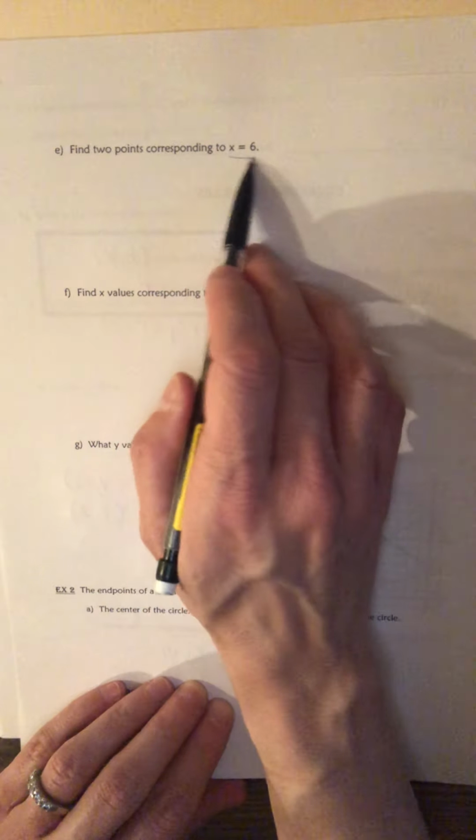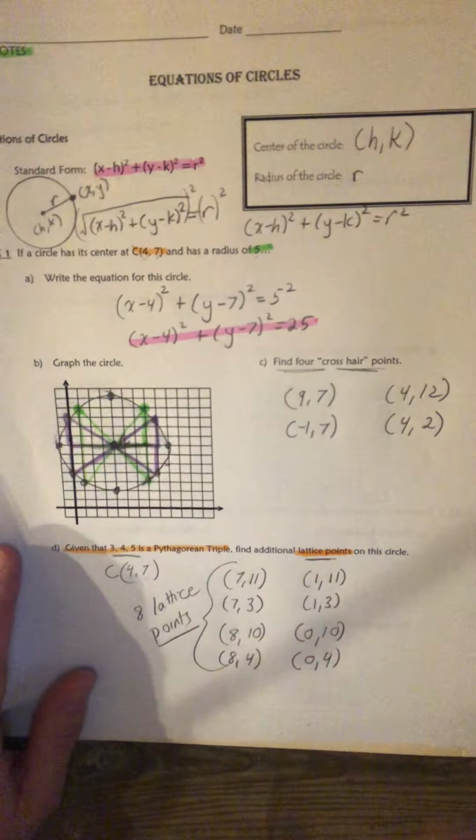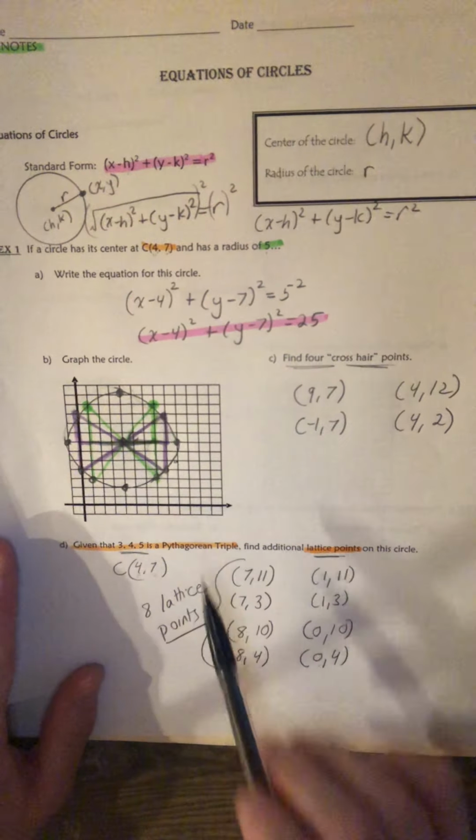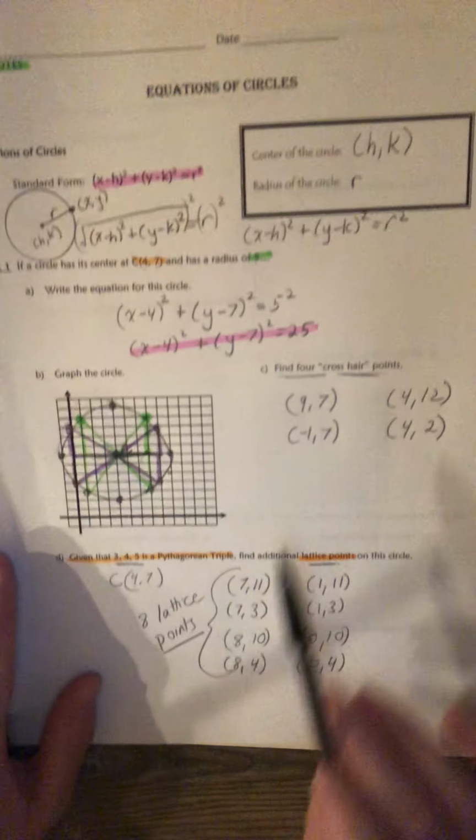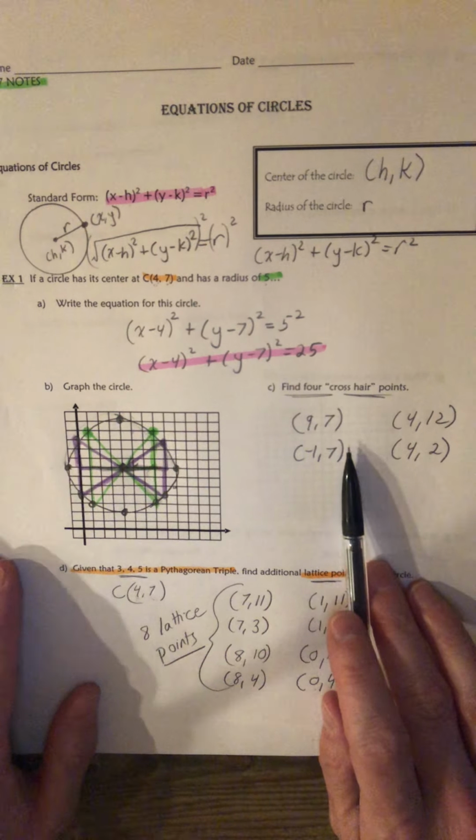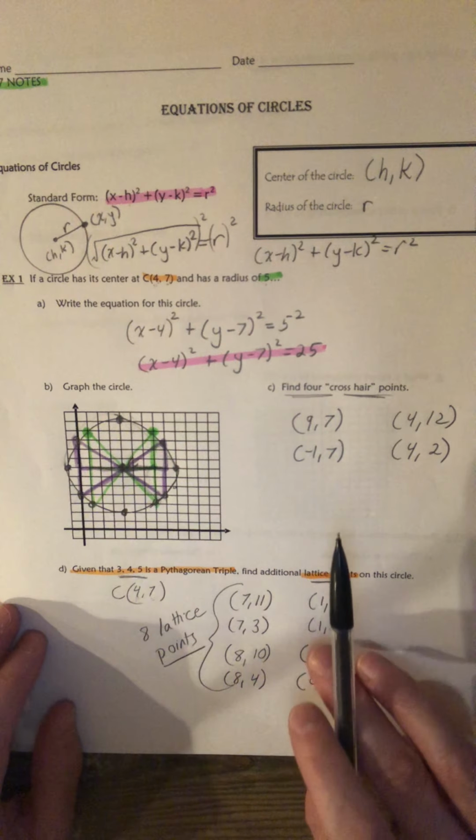All right. Find 2 points corresponding to x equals 6. Same problem though. So we want 2 points that correspond to x equals 6. We did not find them here. They were not one of my lattice points. They were not one of my crosshairs. So how can I approach that?